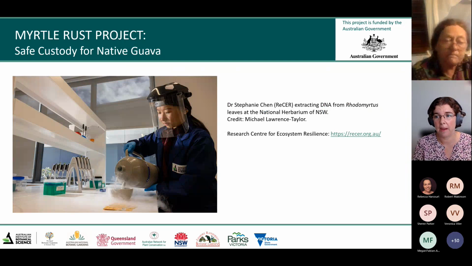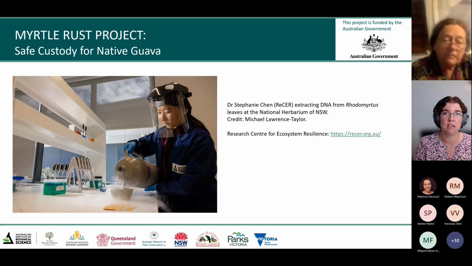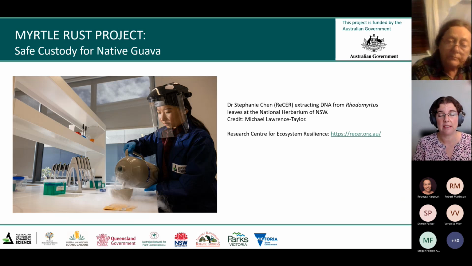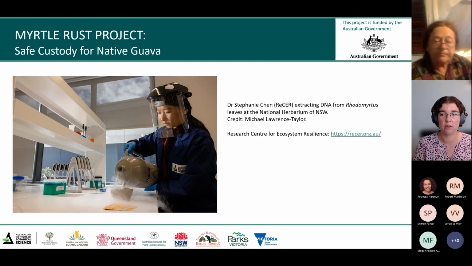The native guava plants in our current project have been studied by Stephanie Chen, Jason Bragg, and the Research Centre for Ecosystem Resilience to understand their genetic diversity. And the good news is that the ex situ populations in the nursery at Mount Annan adequately capture the diversity present in those New South Wales wild populations. A similar analysis is now underway for germplasm sampled in Queensland.